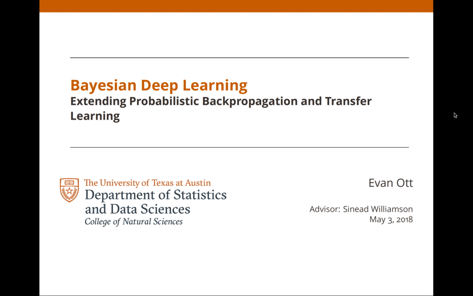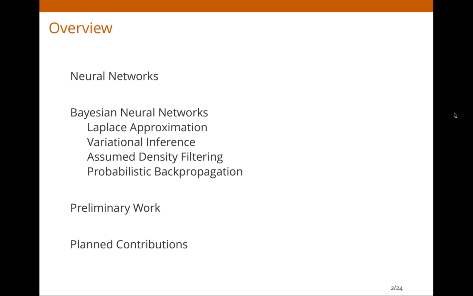But let's get started. So I'm going to talk about neural networks. And if you've studied them at all, it'll be review. If you haven't, that's okay. I'll talk about them. And then we'll talk about Bayesian neural networks, so adding Bayesian inference to neural networks. Then talk about some of the work that I've already done and some of the work that I hope to do.